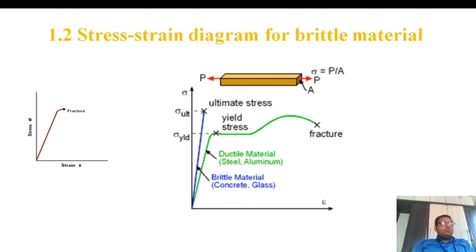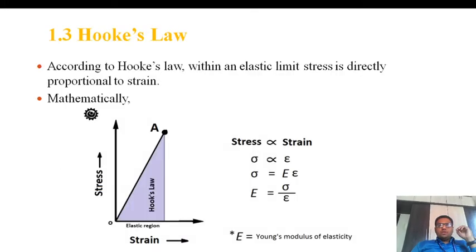So brittle material does not show yielding, does not show elasticity, and does not show necking formation. The main point about brittle material is that it suddenly breaks into two pieces. You can just note down the difference between the two diagrams. For brittle material, it's a straight line and sudden failure, and for ductile material, elasticity, yielding, necking, ultimate point, fracture, everything is there. So this is the stress strain diagram for brittle material.